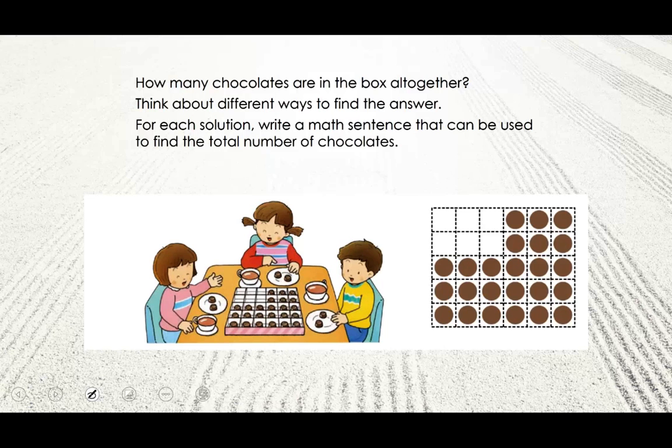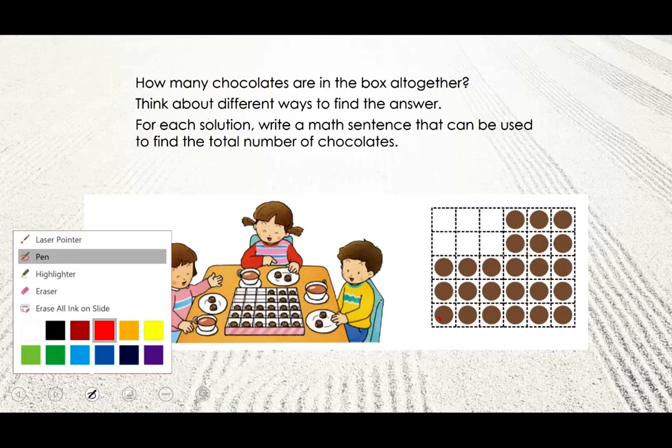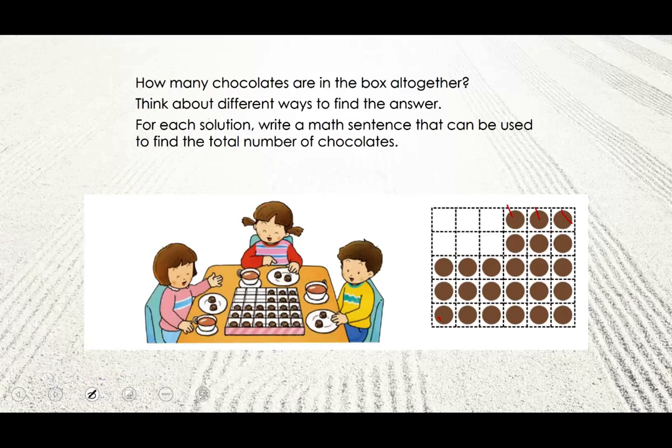Count one by one, like 1, 2, 3, 4, 5, 6, 7, 8, 9, 10, 11, 12, 13, 14, 15, 16, 17, 18, 19, 20, 21, 22, 23, 24. That might be an approach. However, there are several different approaches. I want you to think about it. How many different solutions may you come up with?